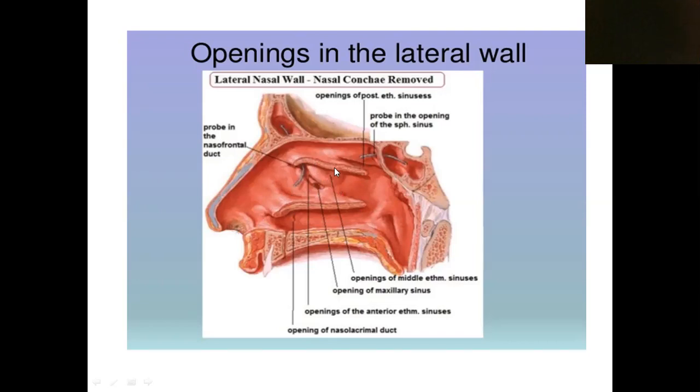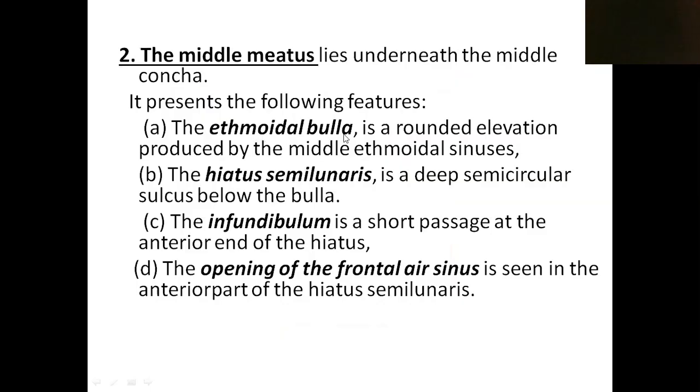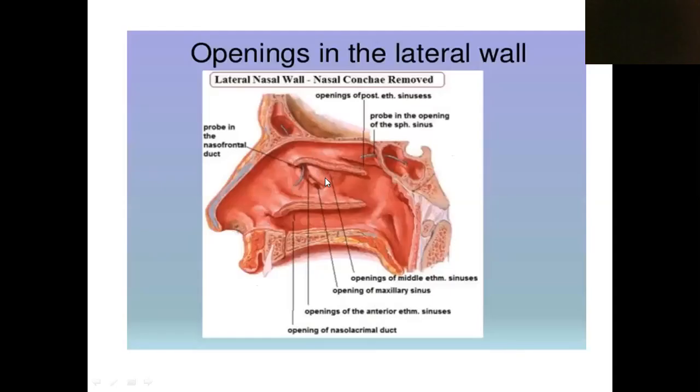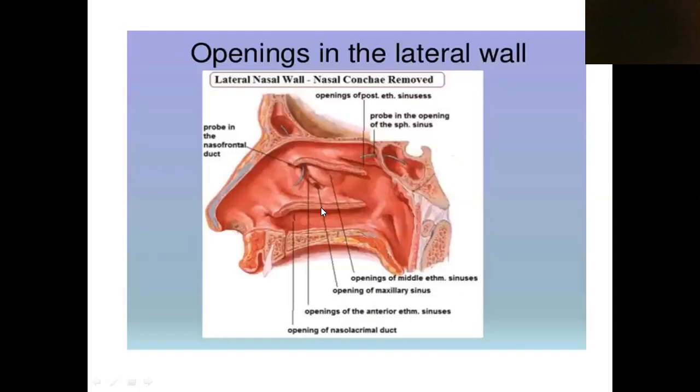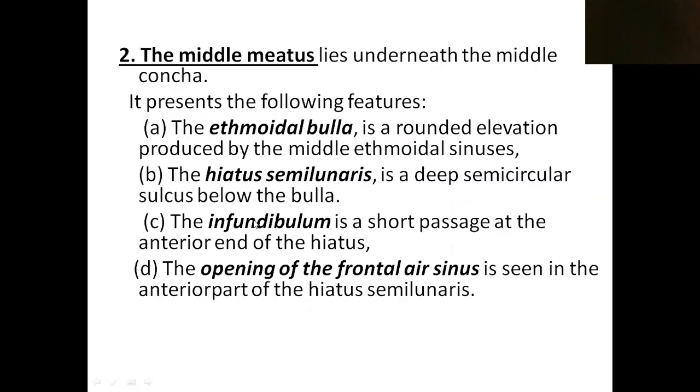There we have one rounded elevation, known as the ethmoidal bulla. It is a rounded elevation seen in the middle meatus. Below the ethmoidal bulla we can see a groove. This groove is known as the hiatus semilunaris, a semilunar shaped sulcus or groove seen below the bulla. The anterior part of this hiatus semilunaris is known as the infundibulum.